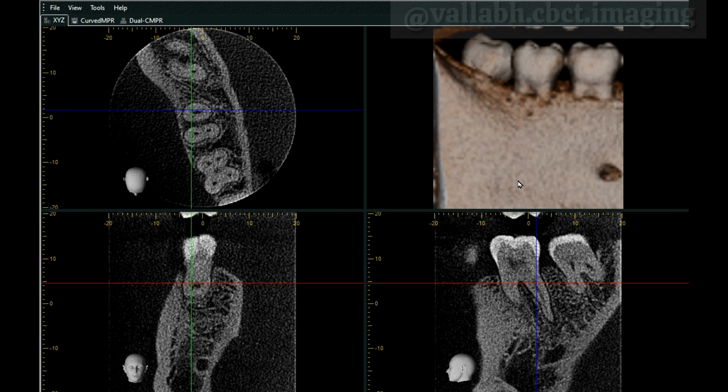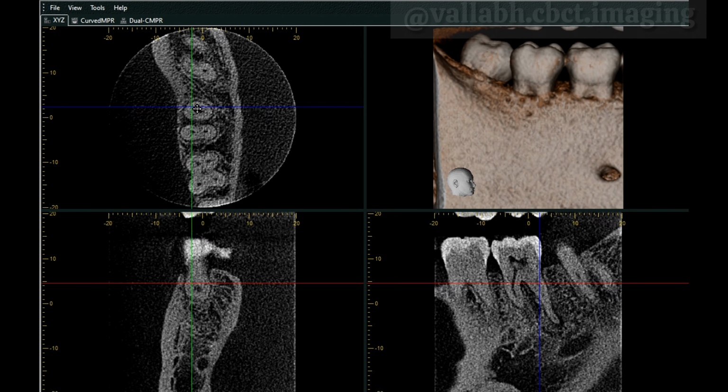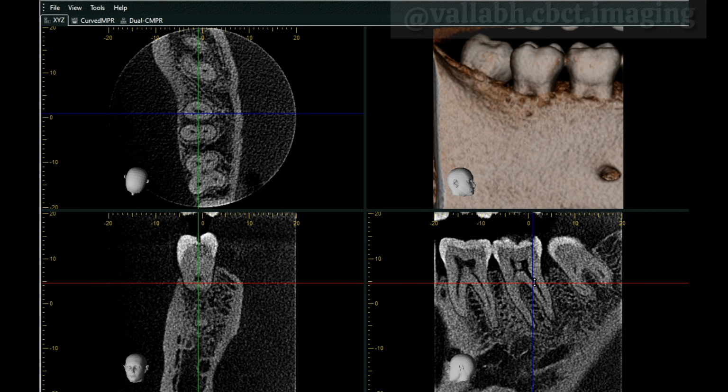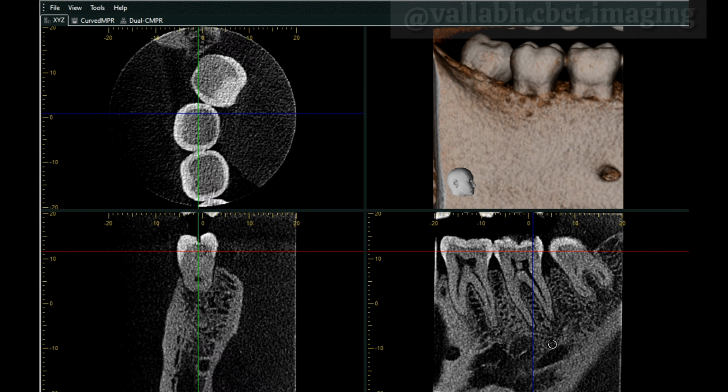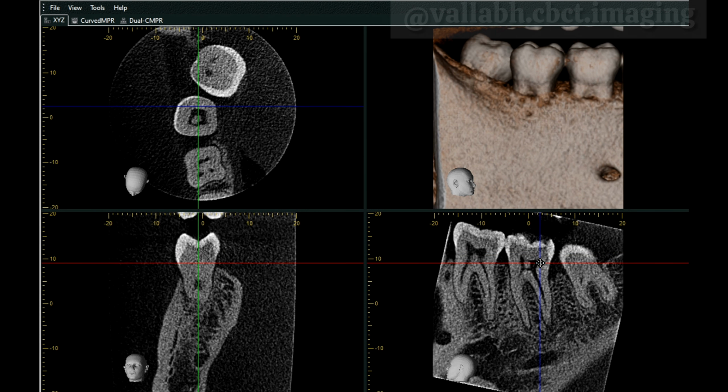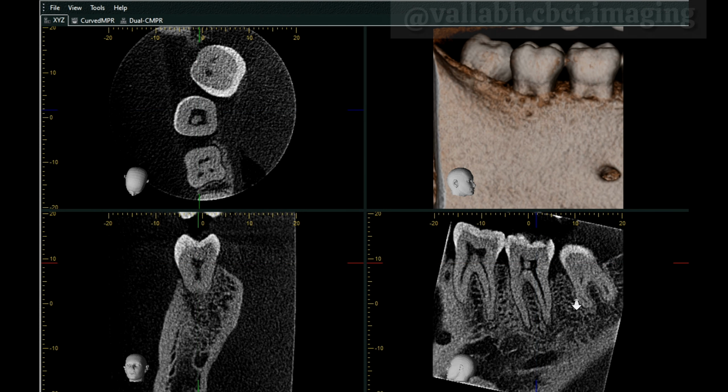So this was all about periapical pathosis caused due to micro crack lines, and it also requires clinical evaluation to come to a final diagnosis of cracked tooth syndrome.